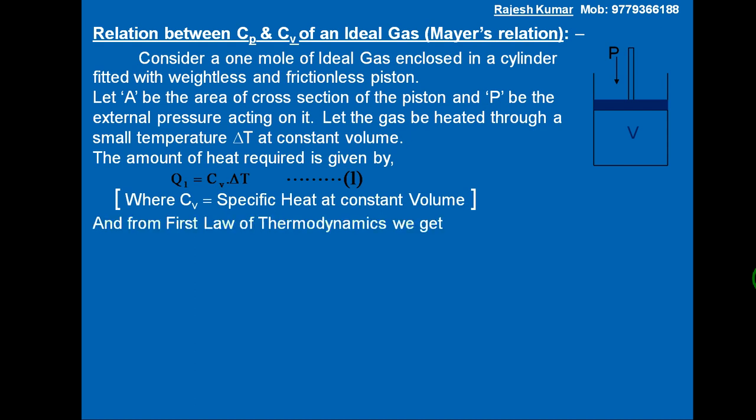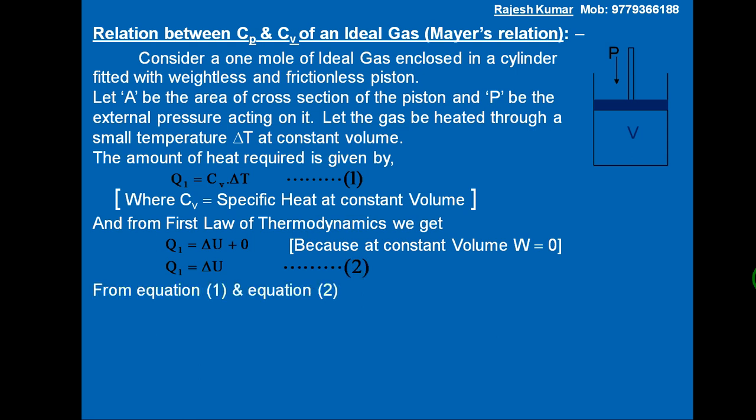And from the first law of thermodynamics, we get Q1 is equal to delta U plus 0, because at constant volume W is equal to 0. Therefore Q1 is equal to delta U. Let it be equation number 2. From equation 1 and equation 2, we get delta U is equal to Cv into delta T. Let it be equation number 3.